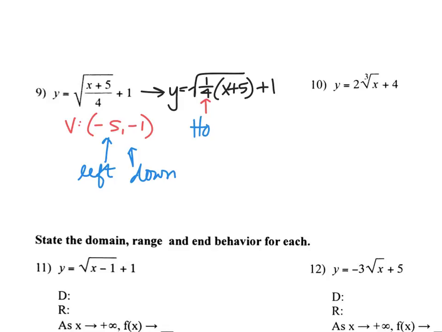That's horizontal. And I'm telling myself no, so I'm going to flip that. That's a 4, which means this is going to end up being a stretch because 4 is bigger than 1.